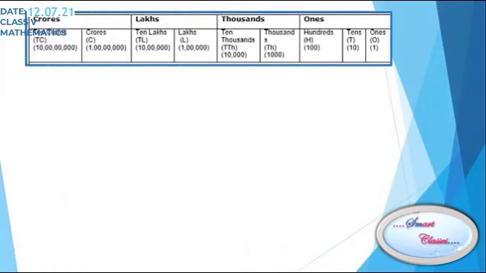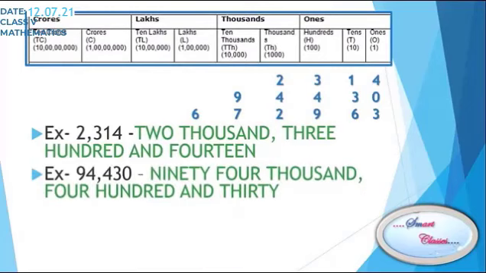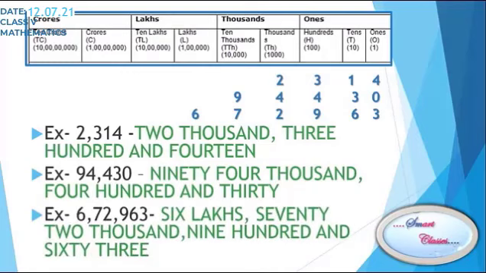The first one, 2,314. Second example, 94,430. And the last one, 6,72,963. Remember, we should know all the concepts of place value chart because this is very important to understand this topic clearly.